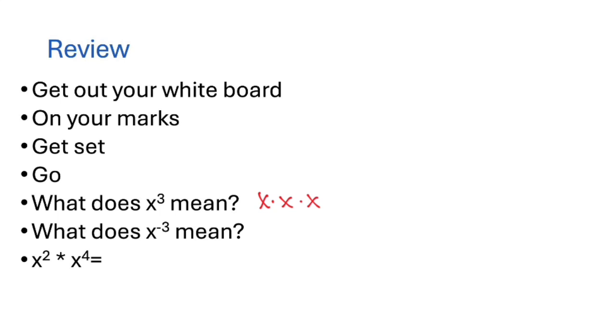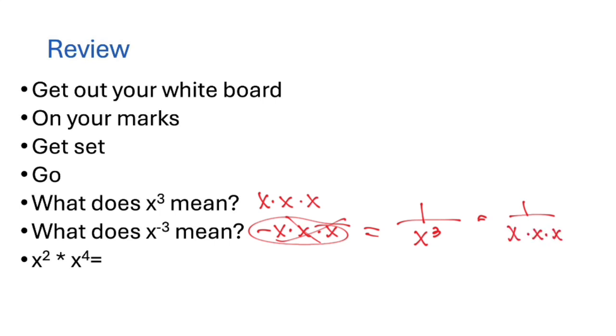What does that do to it? Negative x. Does it make it negative in front? X times x times x? No, it means it's 1 over x. No, it does not mean that, by the way. It means 1 over x to the third, which in a sense means 1 over x times x times x, okay? So the negative notation means we put it in the denominator.